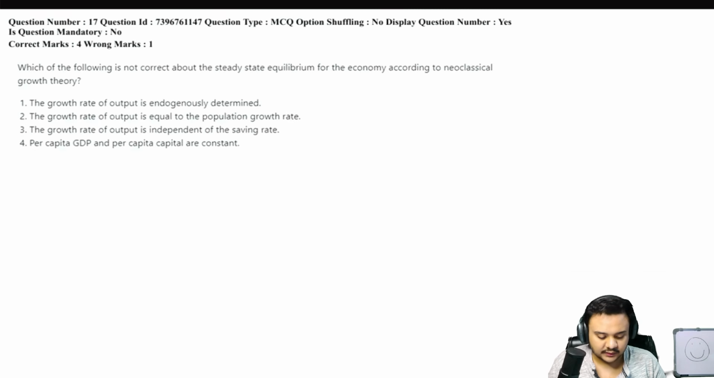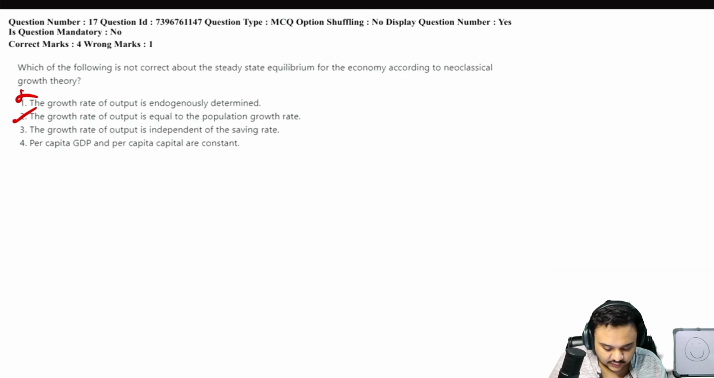The 17th one says: which of the following is not correct about steady state equilibrium for an economy according to new classical growth theory? So basically you are asked about the Solow steady state equilibrium. The first statement says the growth rate of output is endogenously determined from inside the model. If you read the second statement, growth rate of output is equal to population growth rate, so this is right. It is dependent on two things: either the population grows or there is technological advancement, and both the growth of population and the growth of technology are exogenously determined, given from outside of the system. So that is why the first statement is wrong.